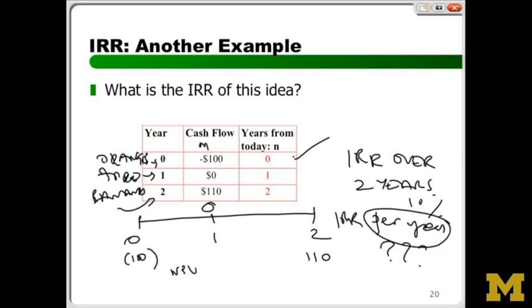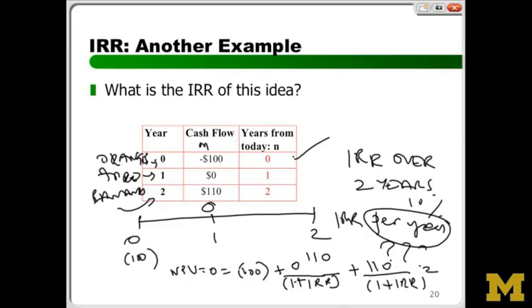Make NPV 0. What would that do? Negative 100 plus 0. How much of discounting do we do to the 0? In year 1, 1 plus IRR. Plus in year 2, what do you have? 110 over 1 plus IRR squared.